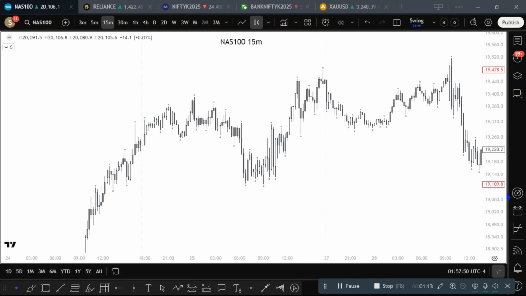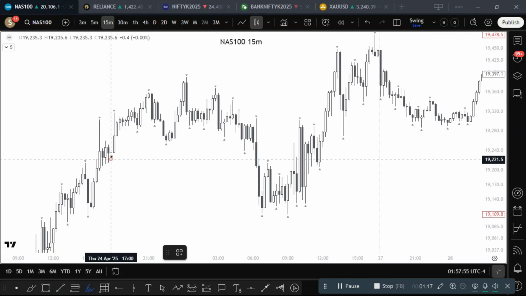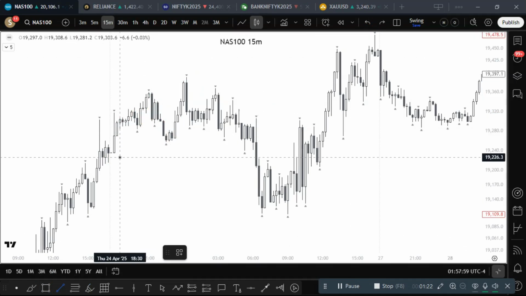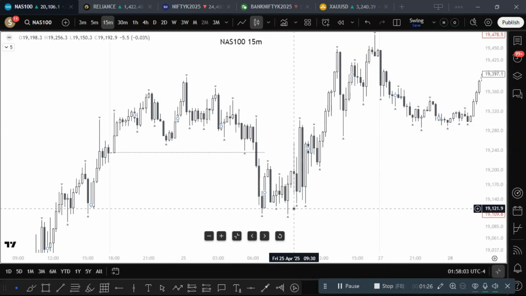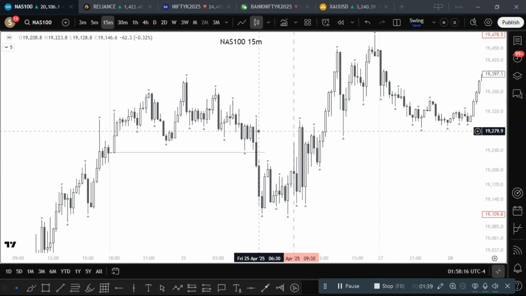So here we have another example. This is the Nasdaq 15-minute chart. The order flow is bullish, as we can see. We will mark our low of the day, price got swept. Here we have our 9:30. Guys, sometimes the 9:30 candle sweeps the price, sometimes the sweep happens before the 9:30, and in this case the sweep happened before the 9:30.